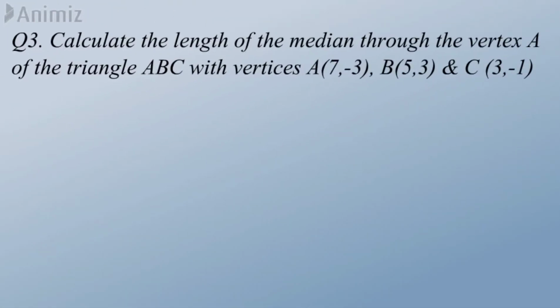Now one more sum. Calculate the length of the median through the vertex A of the triangle ABC whose vertices are A, B and C. The coordinates of A are 7, -3, coordinates of B are 5, 3 and coordinates of C are 3, -1. So first of all, we will consider the triangle and we will write their vertices.